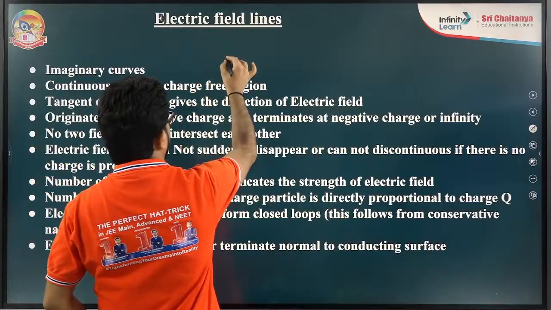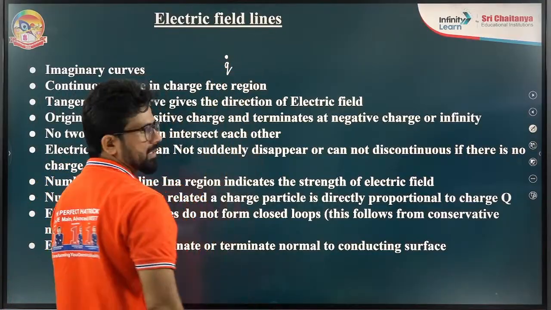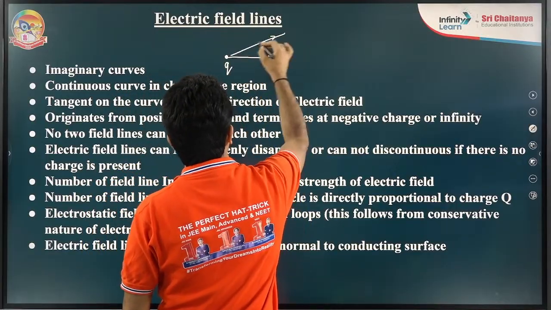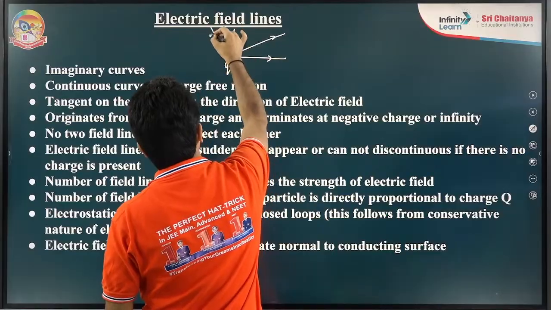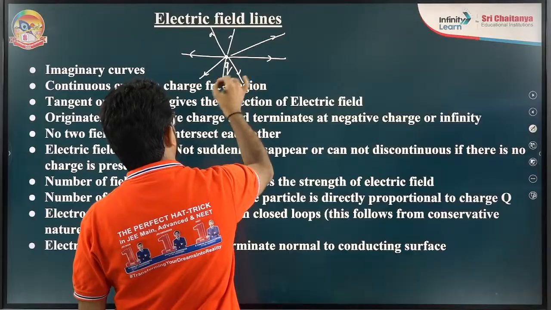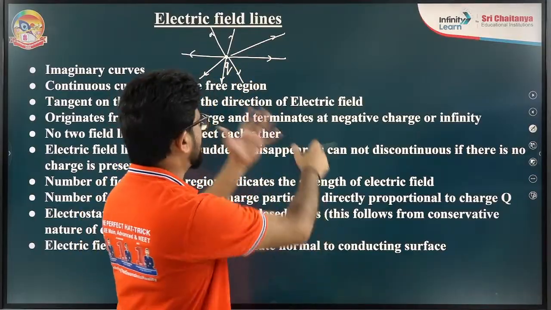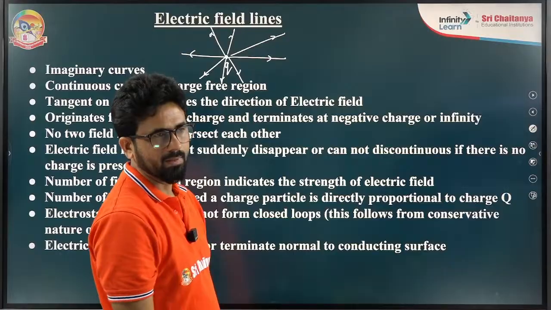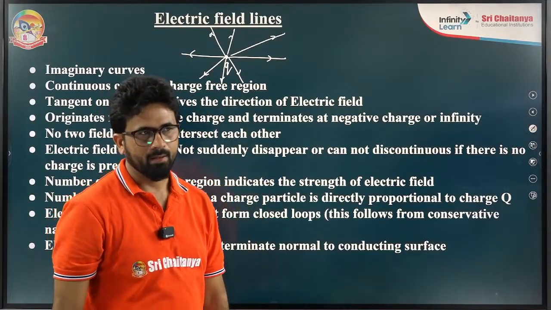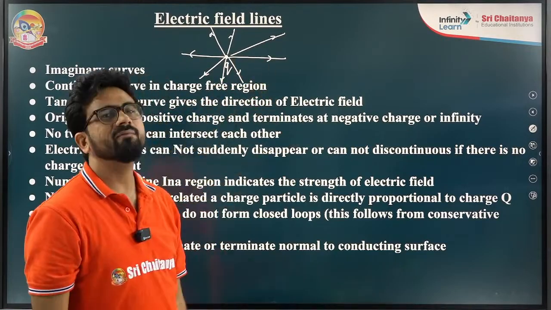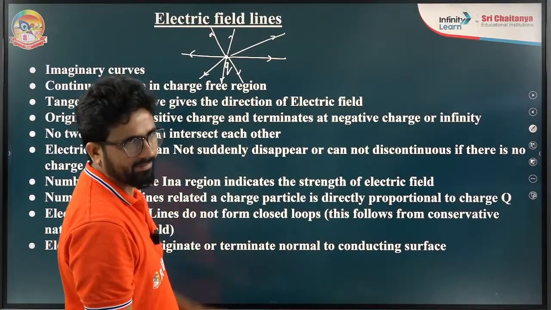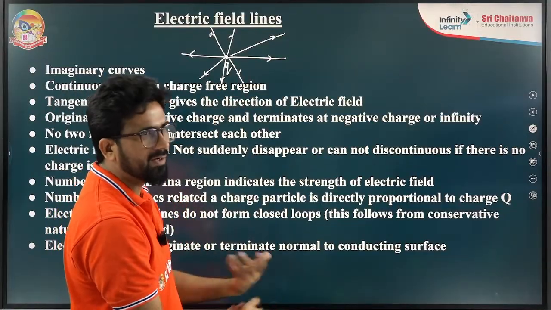Suppose there is one charged particle, and suppose this charge is Q. From this Q, the field lines are coming out like this, radially outward. These are field lines. We are assuming them imaginary. There is no field line, you cannot see any field line. If the charged particle is placed here, you cannot see any field line. These are imaginary. For our understanding, we are drawing them.